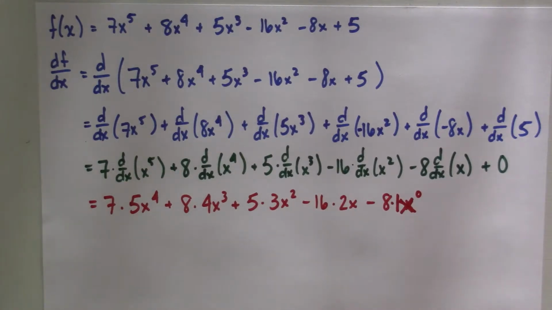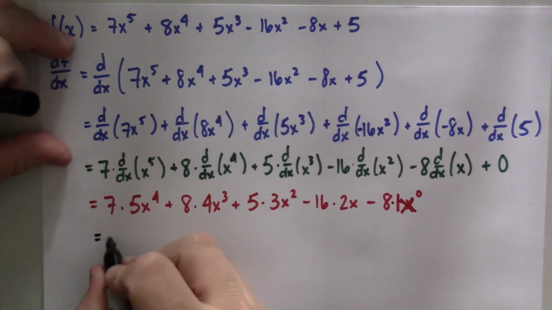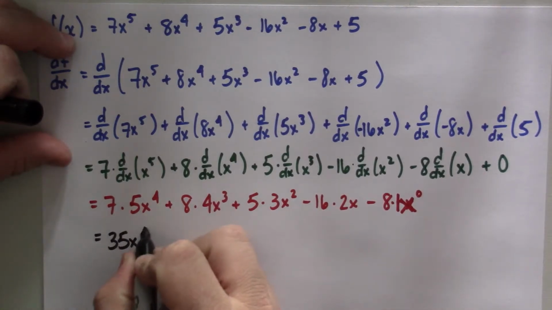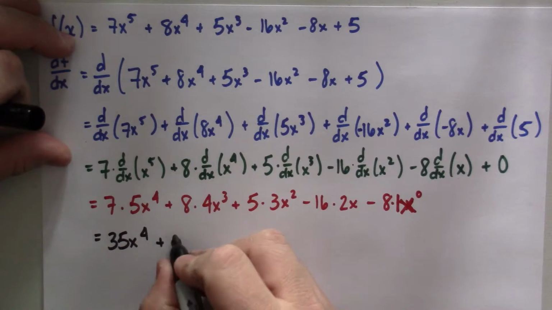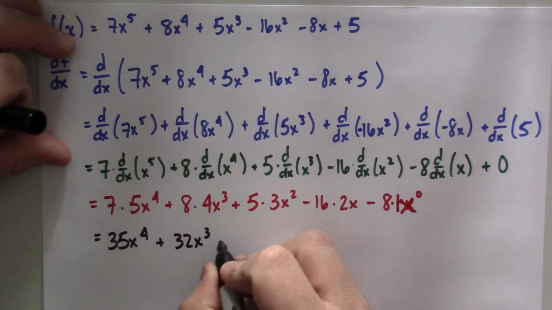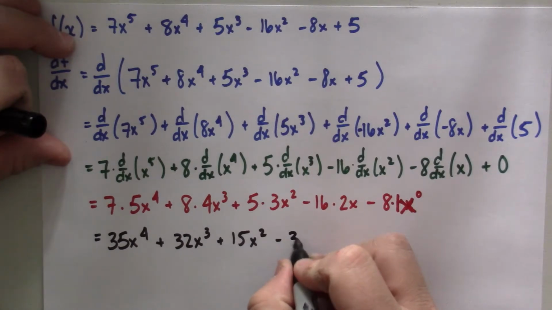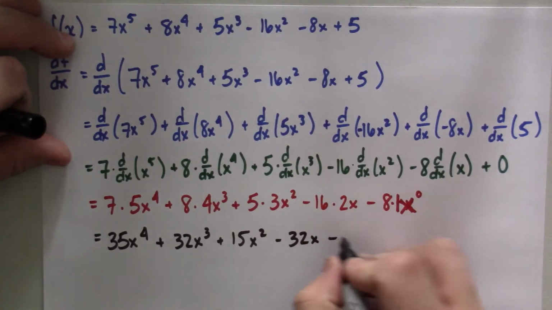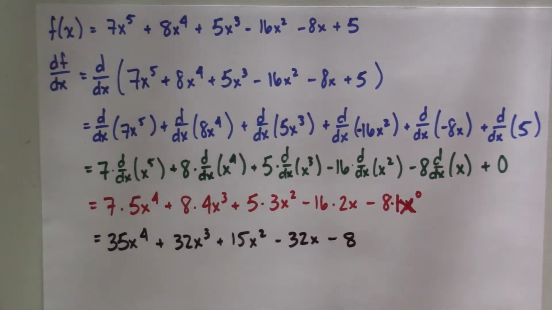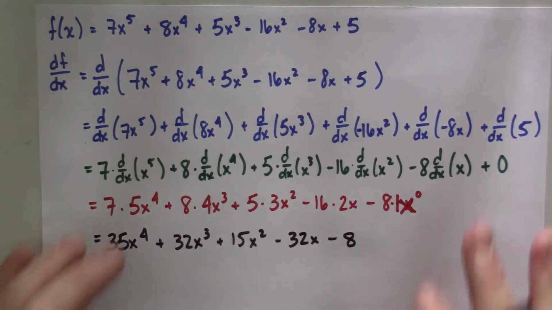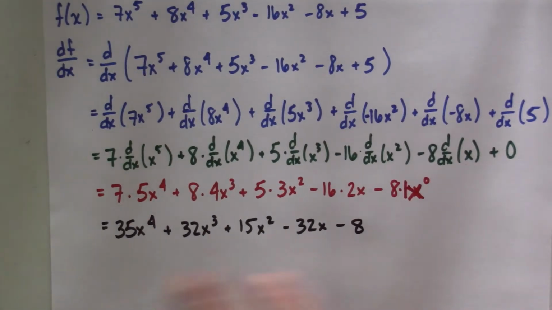Well, 7 times 5 is 35 x to the 4th, 32x cubed, 15x squared, minus 32x, minus 8. That's it. I'm done. Whoop.